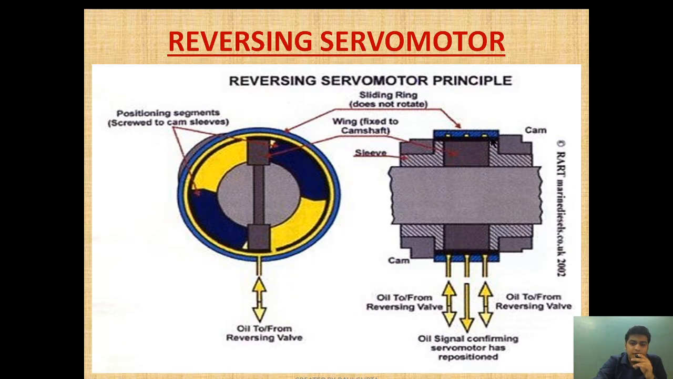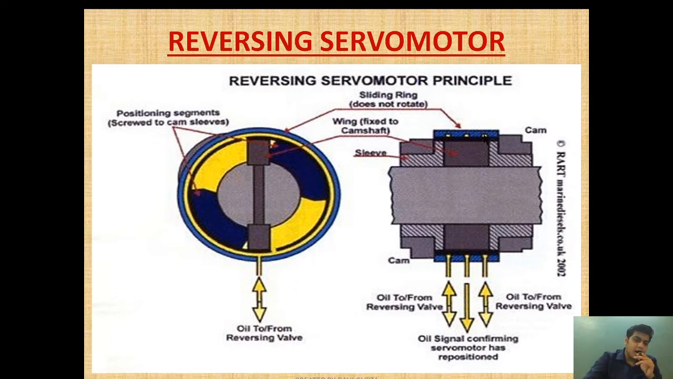Now before seeing the parts, I want to tell you that earlier I told you in my camshaft series that the fuel cam is directly attached to the camshaft and is hydraulically adjusted. So that was the construction in MAN B&W and in the earlier models of the Sulzer engine. But with the reversing servo motor principle, this is not the case.